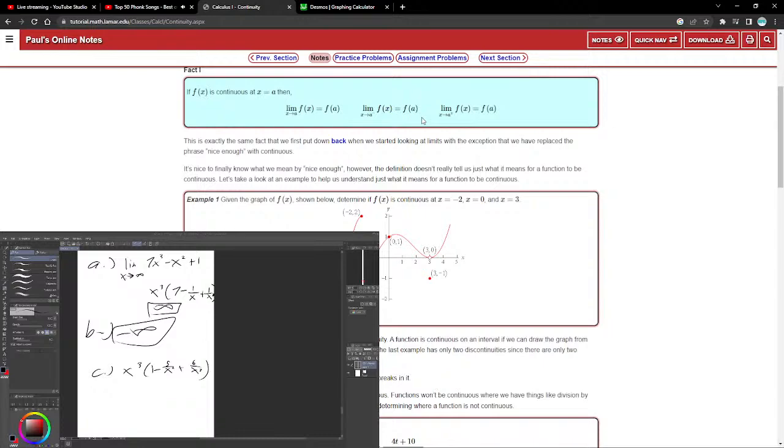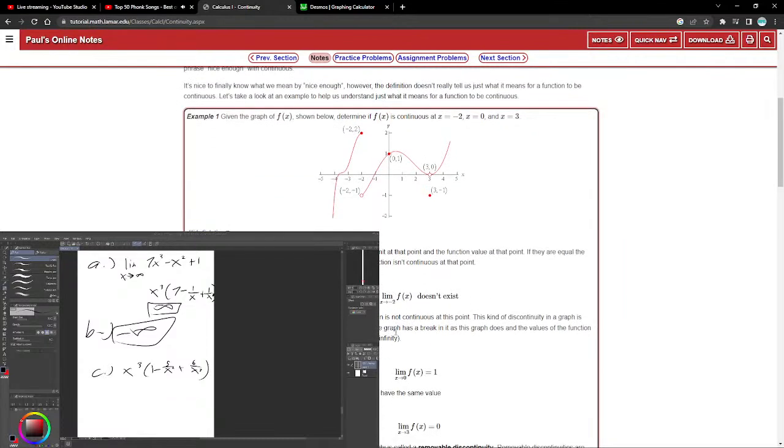Alright, well, it's continuous at x equals negative 2. Or no, it's not. Because it's a jump, so it's not continuous there. It is continuous at x equals 0. Not continuous at x equals 3 because there's another jump.